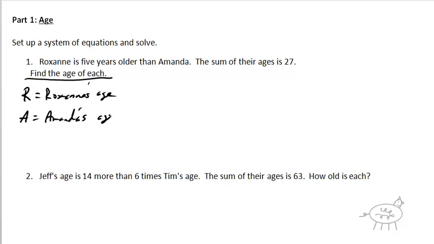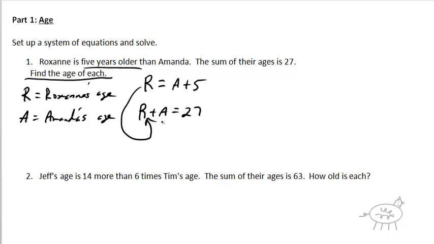Okay, so it says Roxanne is 5 years older. That means plus 5. So Amanda plus 5. Remember, I want you to put the A plus 5 as opposed to 5 plus A, because when it says less than, I don't want you putting 5 minus A. Okay, it's important. All right, and then the sum of their ages is 27. So R plus A equals 27. So this is easy, right?